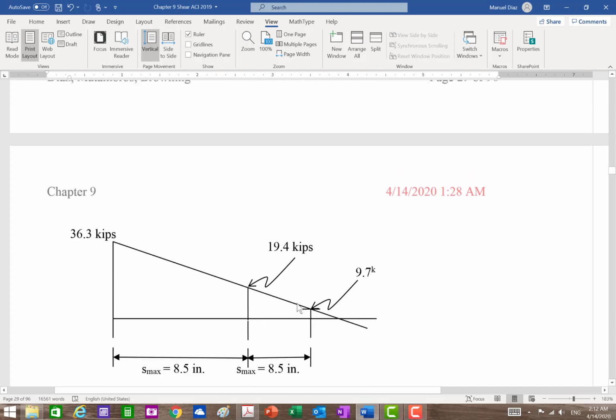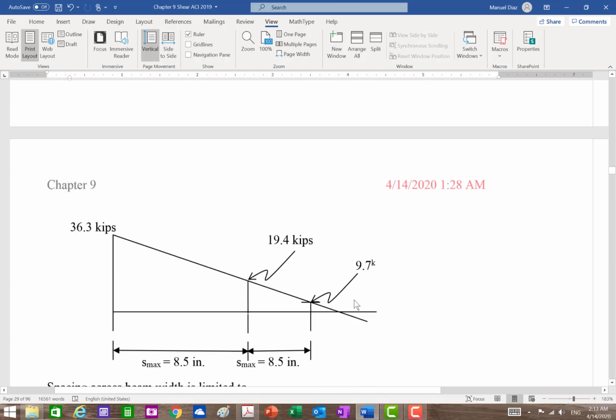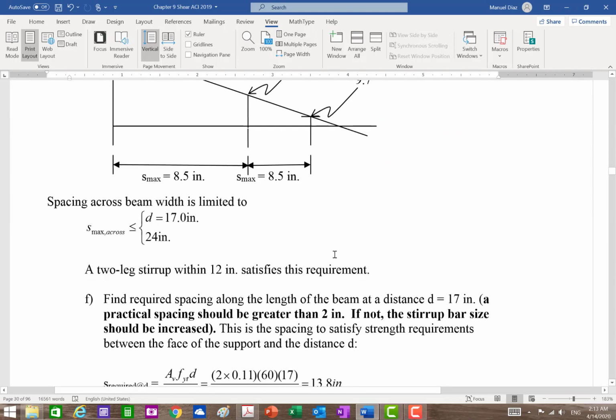So the problem is what happens to this portion. Now, if in this section I do not use the minimum amount of stirrups, I have to use the third equation. Guys, that's more work. I don't want to do that. So I'm going to add a couple of stirrups here, whatever I need, to satisfy minimum spacing, which is 22. Out of these two, this is the minimum. So out of these two, 22 controls, right? Always the lowest. So I need to put some stirrups to make sure they will satisfy that.